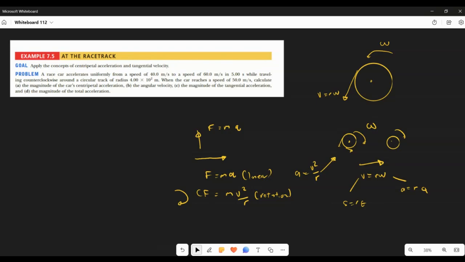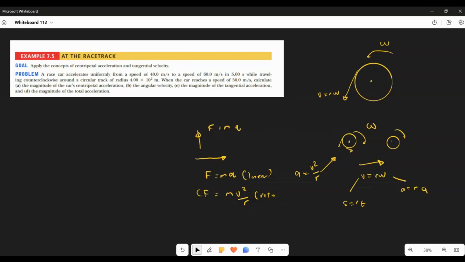Is that explained to you clearly? Or you need a further explanation? You got it? You sure? Are you happy? Is it clear, everyone? What's the difference between the centripetal and the angular acceleration? Okay, I assume everyone's happy.